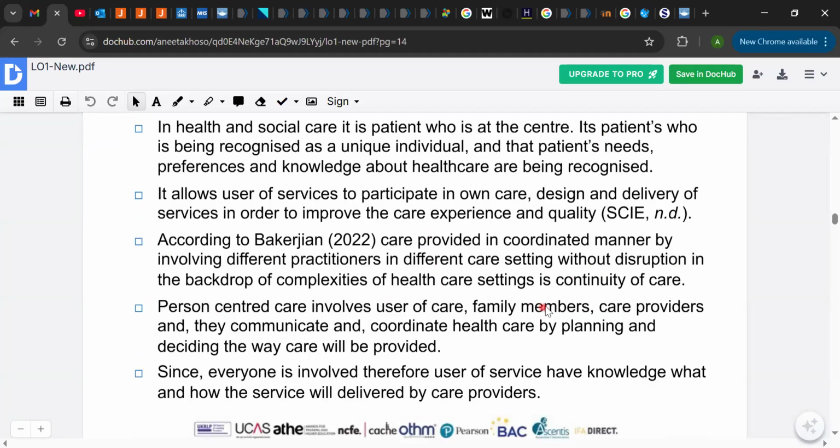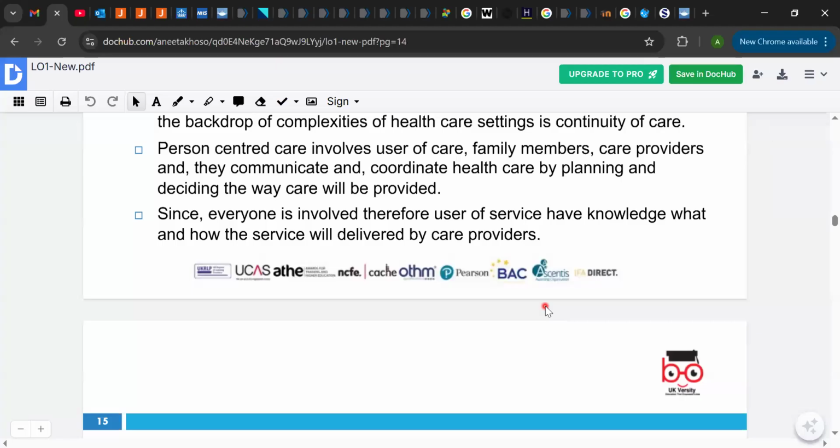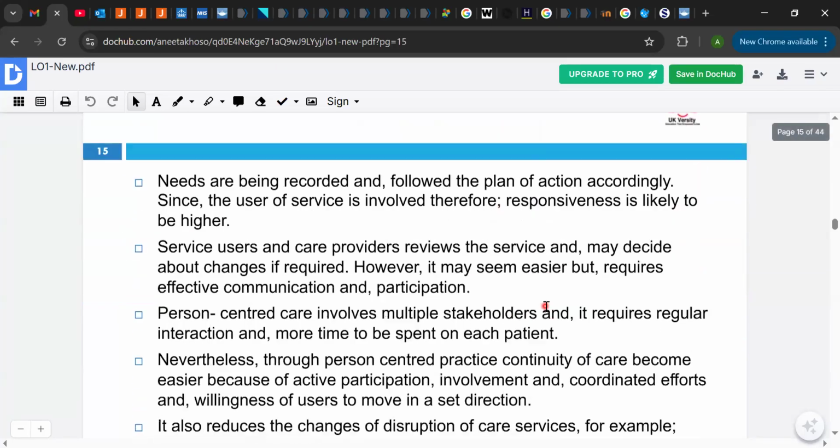And care provided in a coordinated manner by involving different practitioners in different care settings without disruption, in the backdrop of complexities of healthcare settings, is continuity of care. Person-centered care involves the user of care, family members, and care providers, and they communicate and coordinate healthcare by planning and deciding the way care will be provided. Since everyone is involved, the user of service or the patients have knowledge of what and how the service will be delivered by care providers or by yourselves.